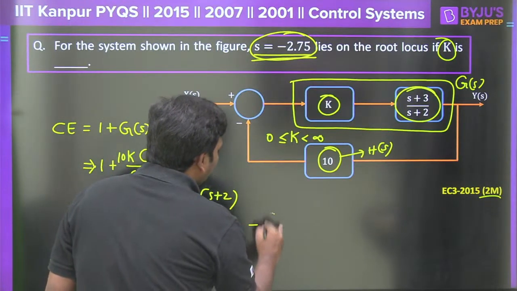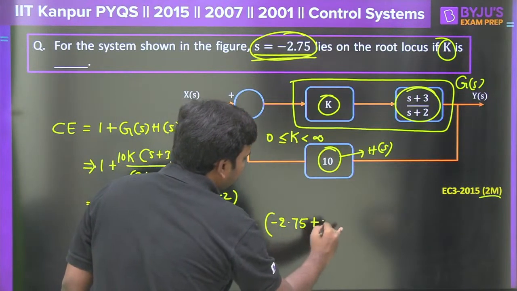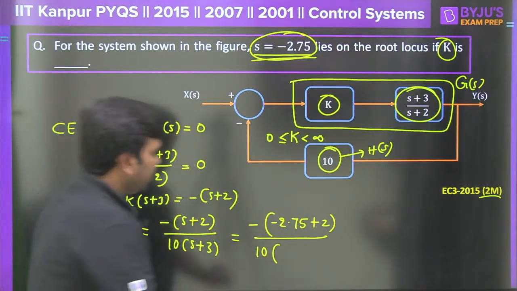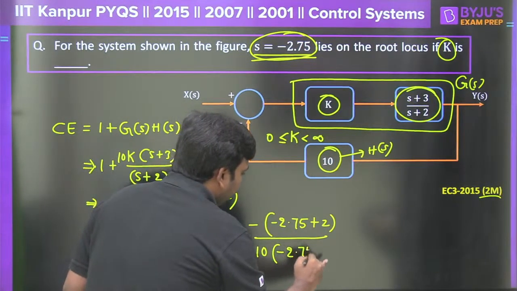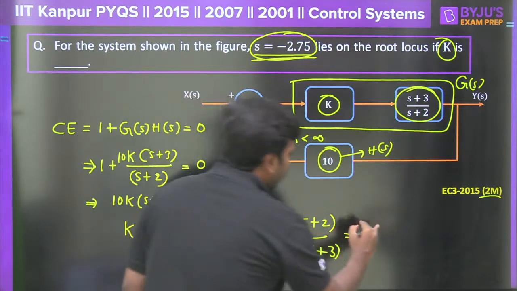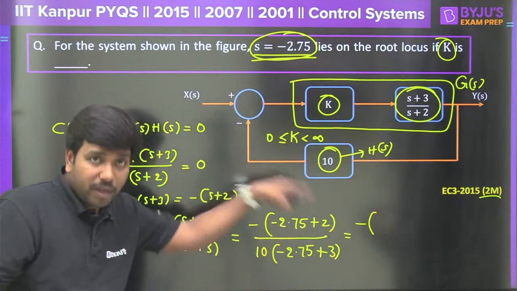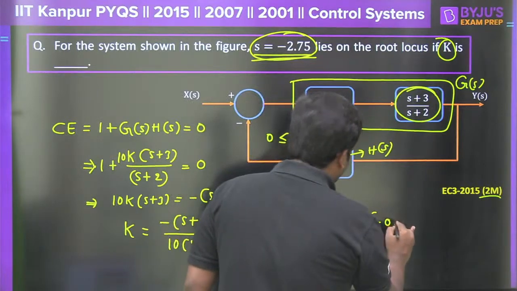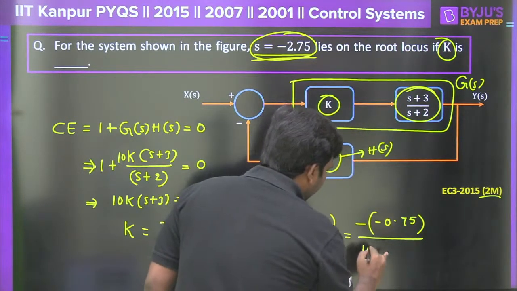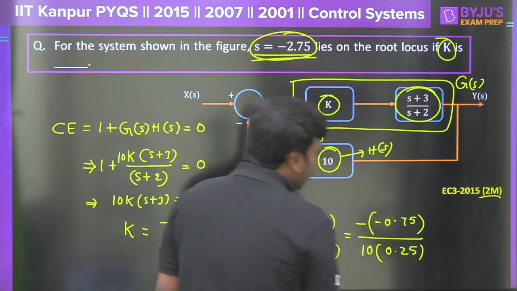So you can see minus 2.75 plus 2 here. Of course this is going to be 10 here, and s plus 3. What is s plus 3 here? Minus 2.75 plus 3. So what would be the final answer here? This is going to be minus 0.75 divided by 10 into minus 2.75 plus 3. So this is going to be 0.25 here. Correct?